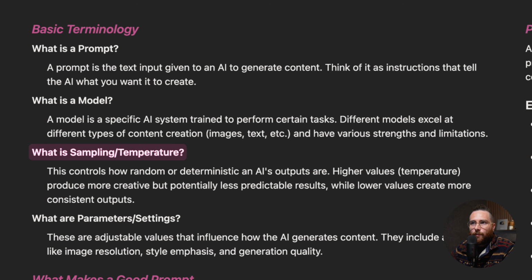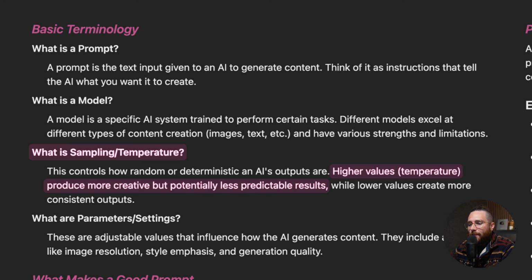So a lot of these models are going to have a sampling or a temperature. Now, when we're talking about temperature, we're going to talk about value. So higher value models produce more creative, but they potentially are less predictable with the results.